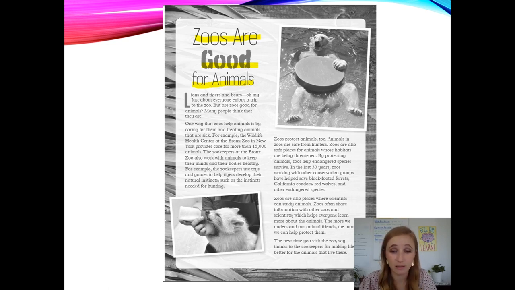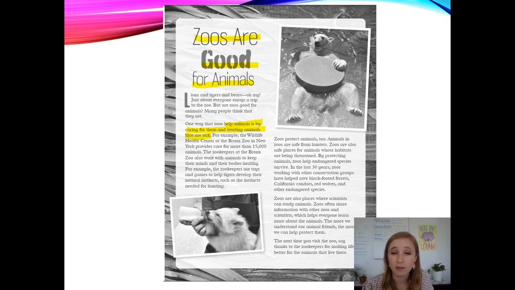What reasons did you guys notice in that paragraph? What reasons help support the idea that zoos are good for animals? I noticed that right away the author says that zoos help animals by caring for them and treating animals that are sick. That's a reason that tells me that it's a healthy place for animals. It cares for them and keeps them healthy by treating the ones that are sick. That's a reason that supports the idea that zoos are good for animals.